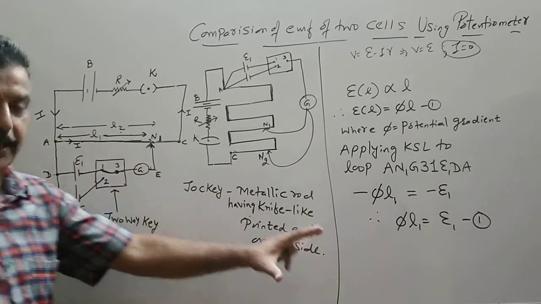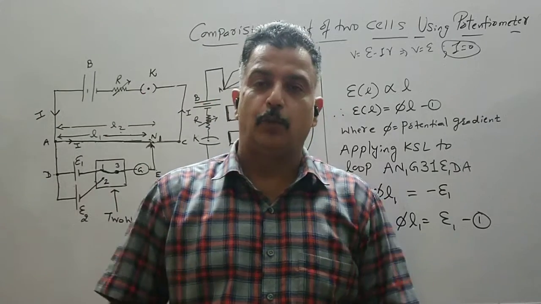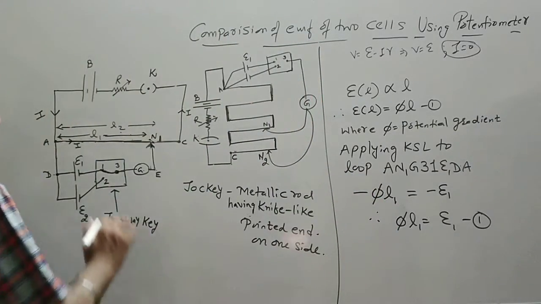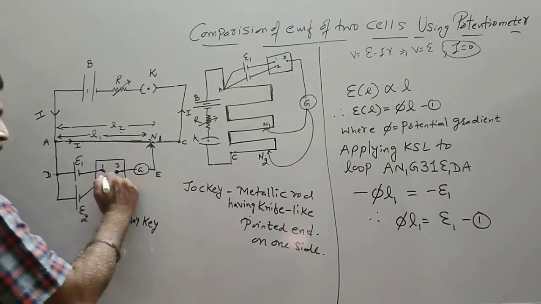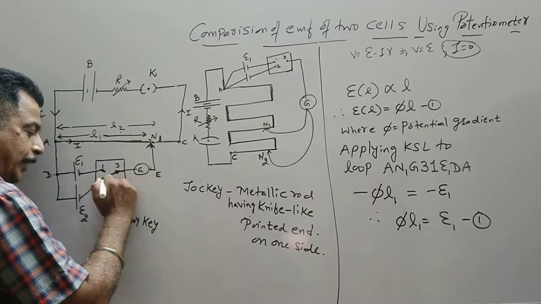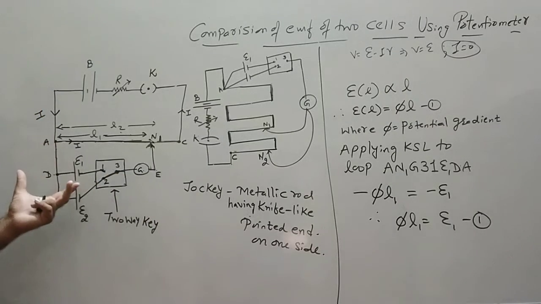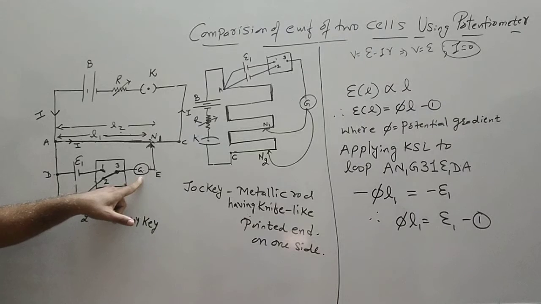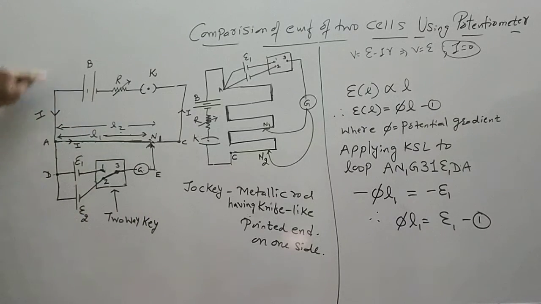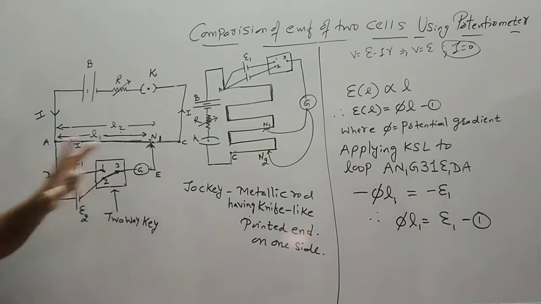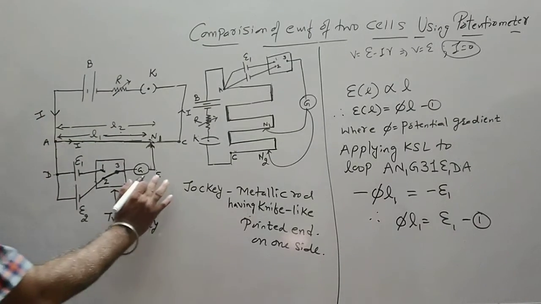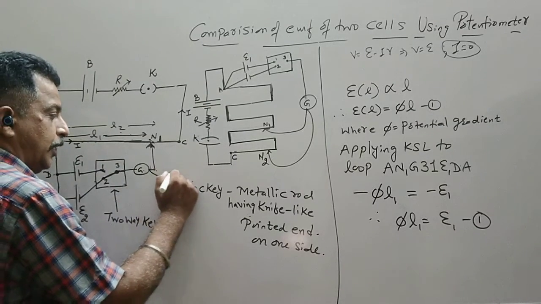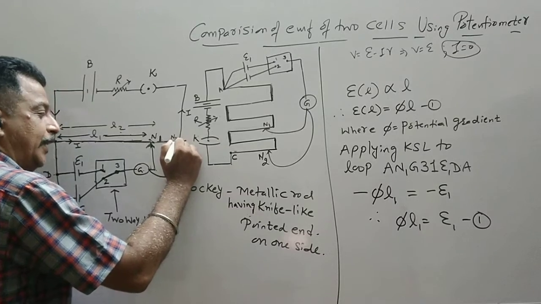Now, one part of the experiment is over. In the second part, I disconnect this 1 and 3 connection and I connect the points 2 and 3. Again, if the galvanometer shows a deflection, the current coming at junction A will also flow through this cell. But again, by adjusting this, we find a situation where the galvanometer shows 0 deflection, and suppose the new null point is obtained at N2.